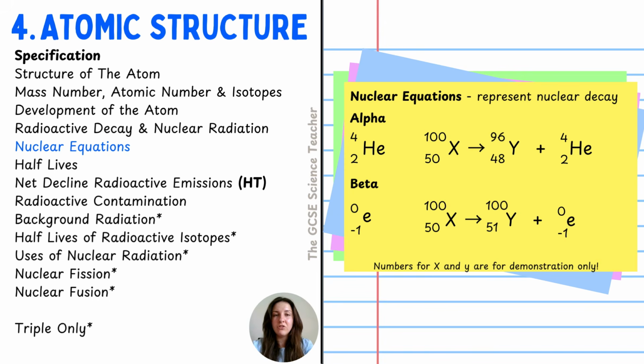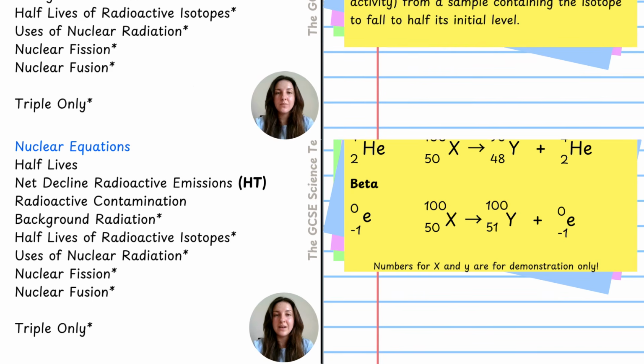Beta decay doesn't change the mass number, but it does change the proton number. So be careful with this. These are just some examples, but you could be given any examples to balance.